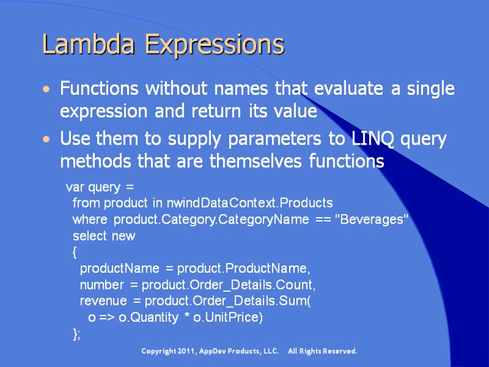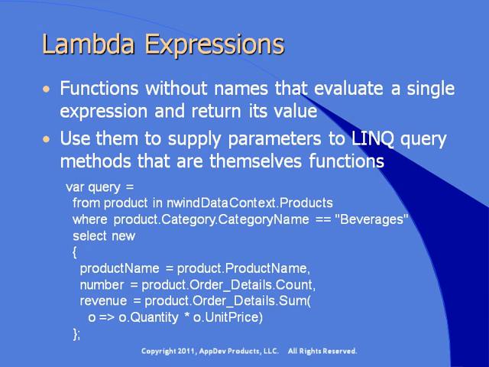So in this query, we want to bring back some information for beverages, and we want the product name, the number of times it's been ordered, and the total revenue. So we go into the products table and we bring back for each beverage the name and then the count of product.order_details. Product class has a property called order_details, which represents the detail records from orders for that product. So we bring back the count.